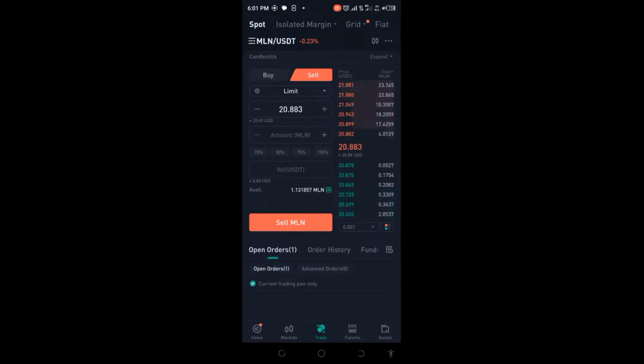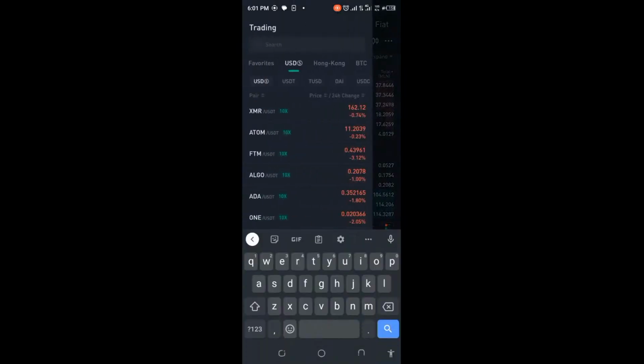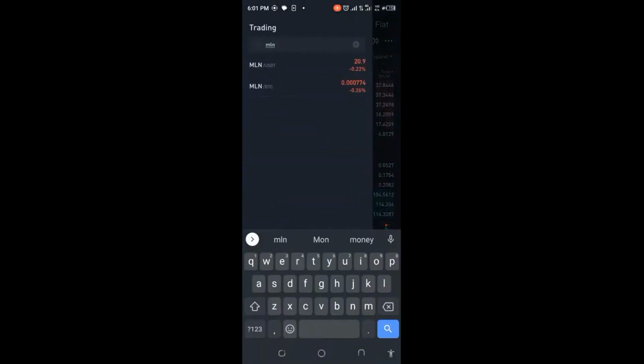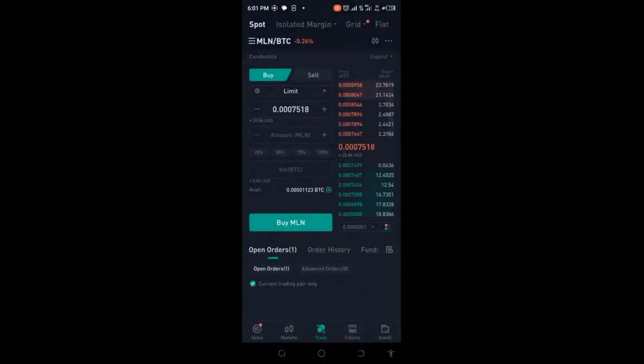If it crosses 20.9 something, I'm going to do this. Let me see what we have here. This is currently the price, but let's go back to our MLN. I just saw it as green, that's why I said let me just cross over. We have two escape routes, right? So don't worry. Let's go ahead and do this.